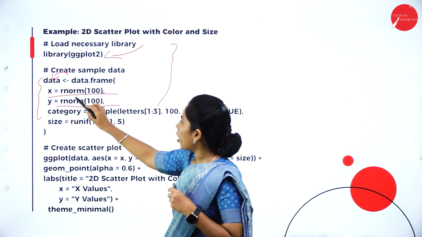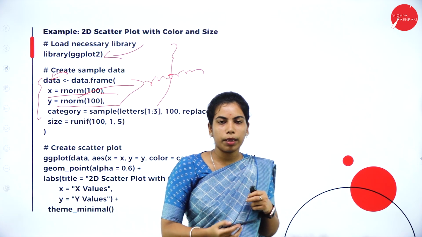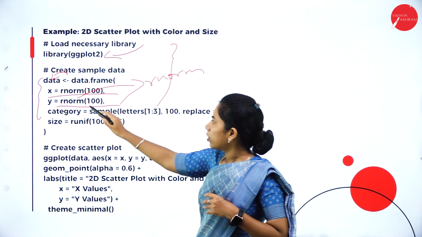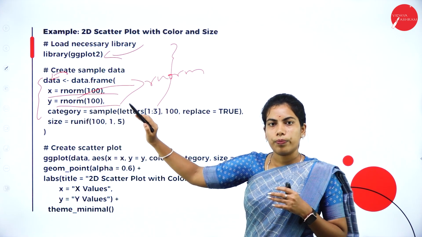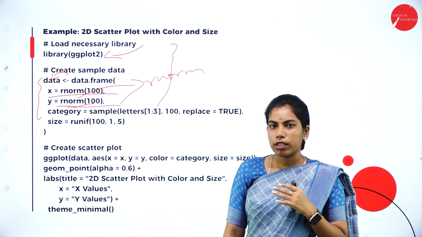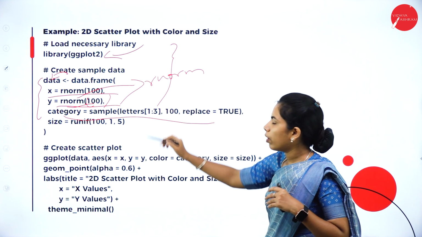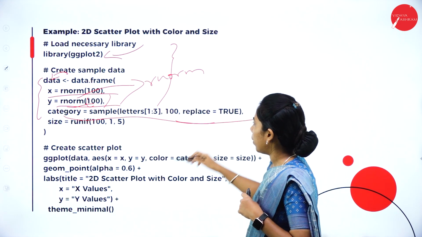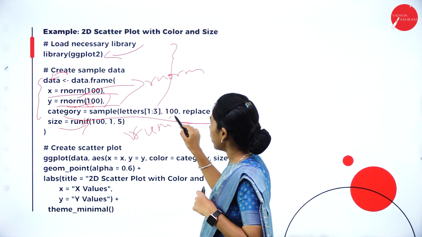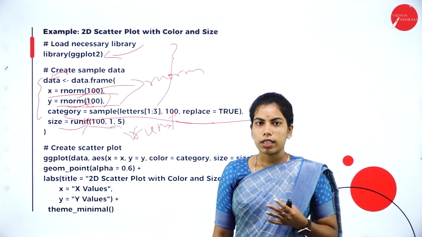Using a normal distribution, rnorm is one of the special inbuilt functions provided by the probability density function, right? In the third and also fourth unit you already got to know, rnorm is the random normal function. We pass 100 values of category sample data, letters from 1 to 3, 100, replace TRUE, and size is equal to runif. Again, unif means uniform function. We pass again variables and also mean and standard deviation.